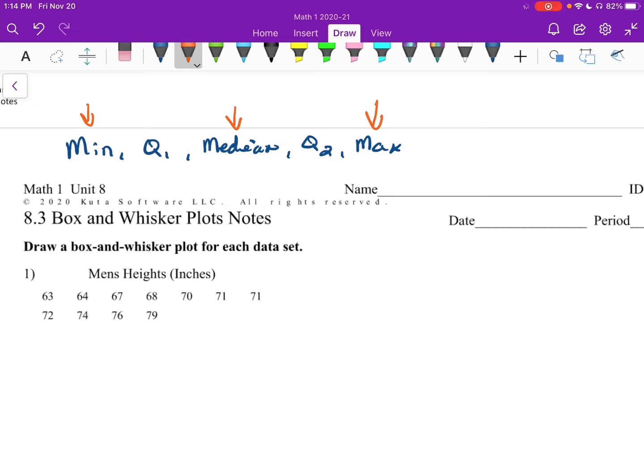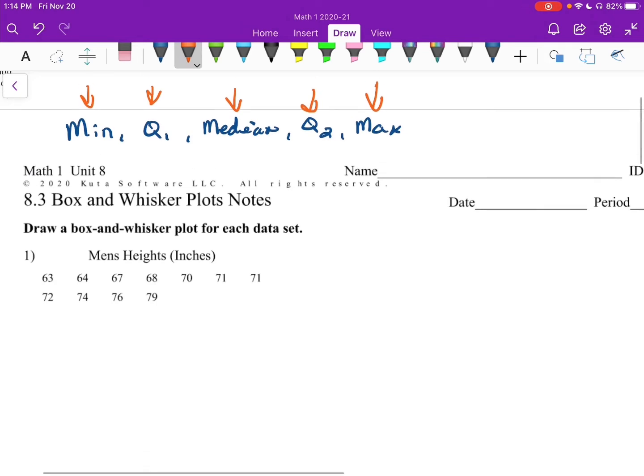And then, after you find those 3, you find Q1 and Q2. Q1 is the median of the first half of it, and then Q2 is the median of the second half. So follow along and let's see how we can get there.